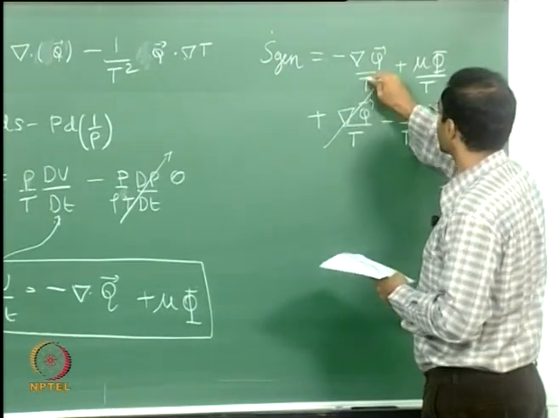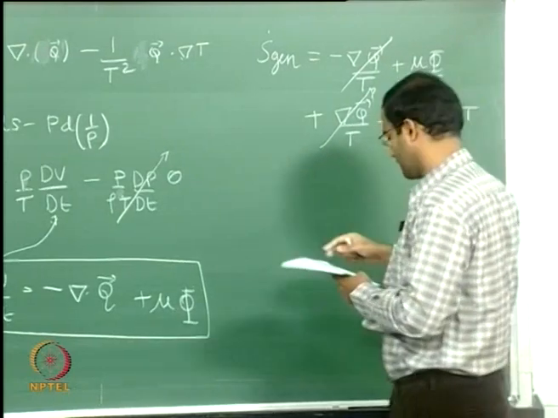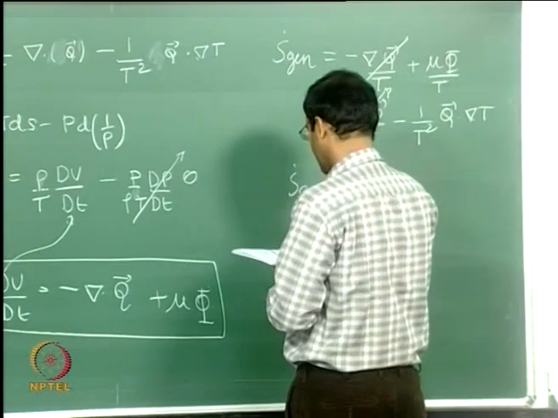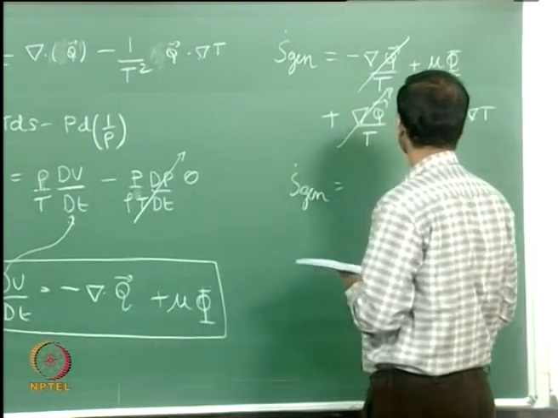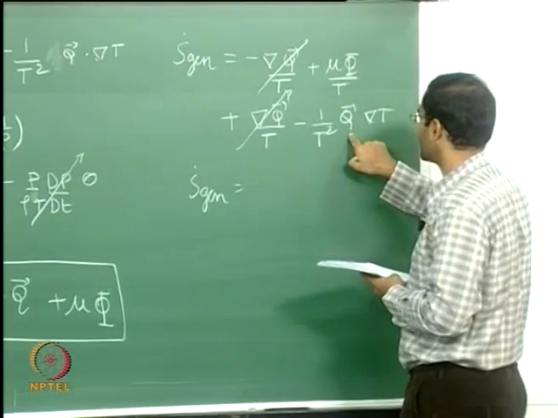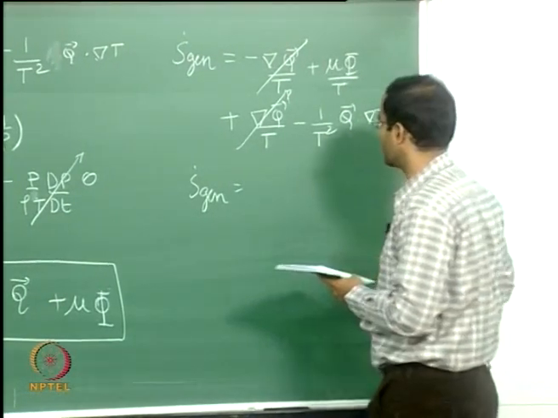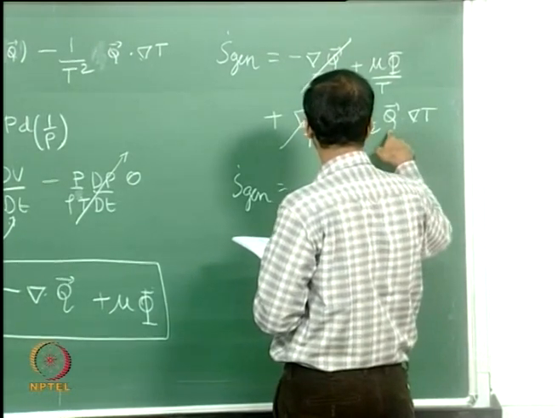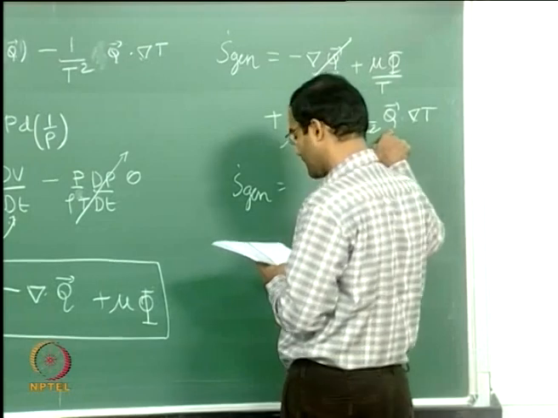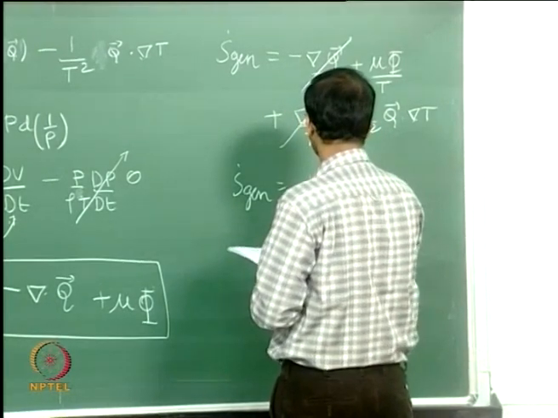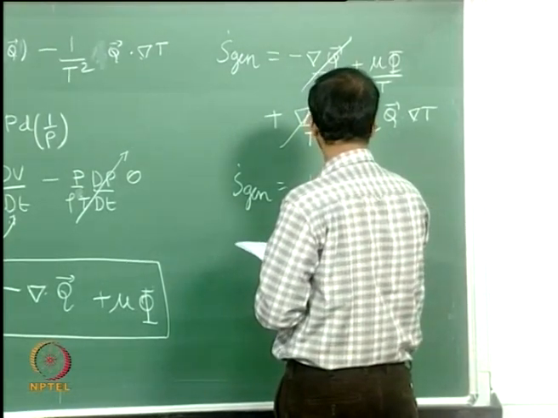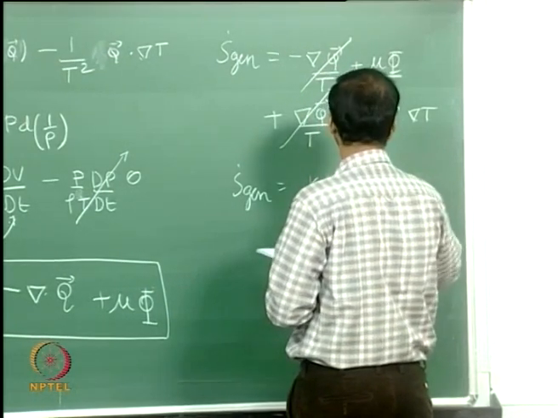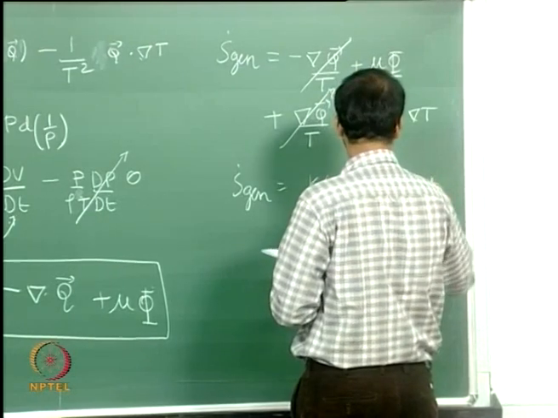So these two terms cancel off, so your final expression for s dot gen turns out to be, if you also substitute Fourier's law for q as minus k del T, this is minus of q dot del T, which is again k del T square divided by T square, plus mu by T phi.